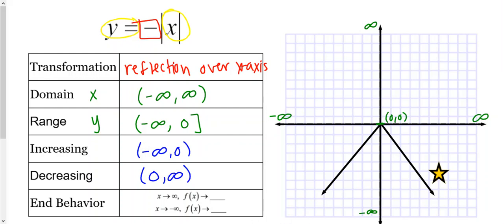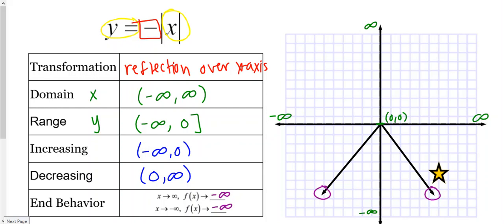And then finally our end behavior. End behavior is asking which direction are my arrows pointing. So when x is in the positive infinity range, my graph is pointing down. When x is at the negative infinity, I'm pointing down. So both of these get negative infinity.